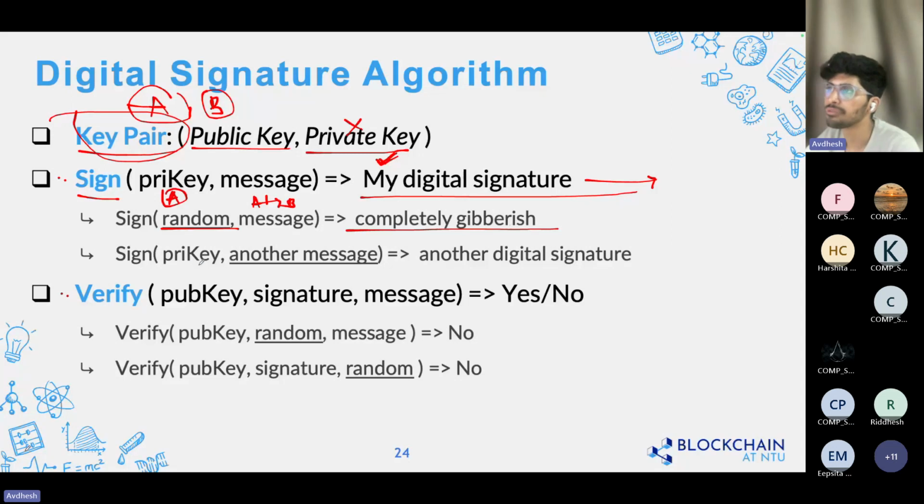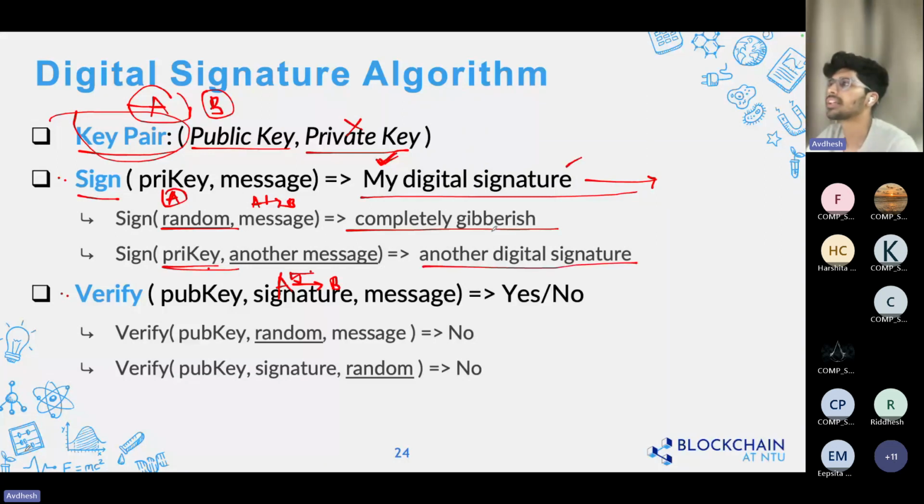But if I sign with the same private key another message, let's suppose Alice giving Bob 5 Bitcoins, the digital signature will be completely different from the previous one. So that is the magic of digital signature, I would say.